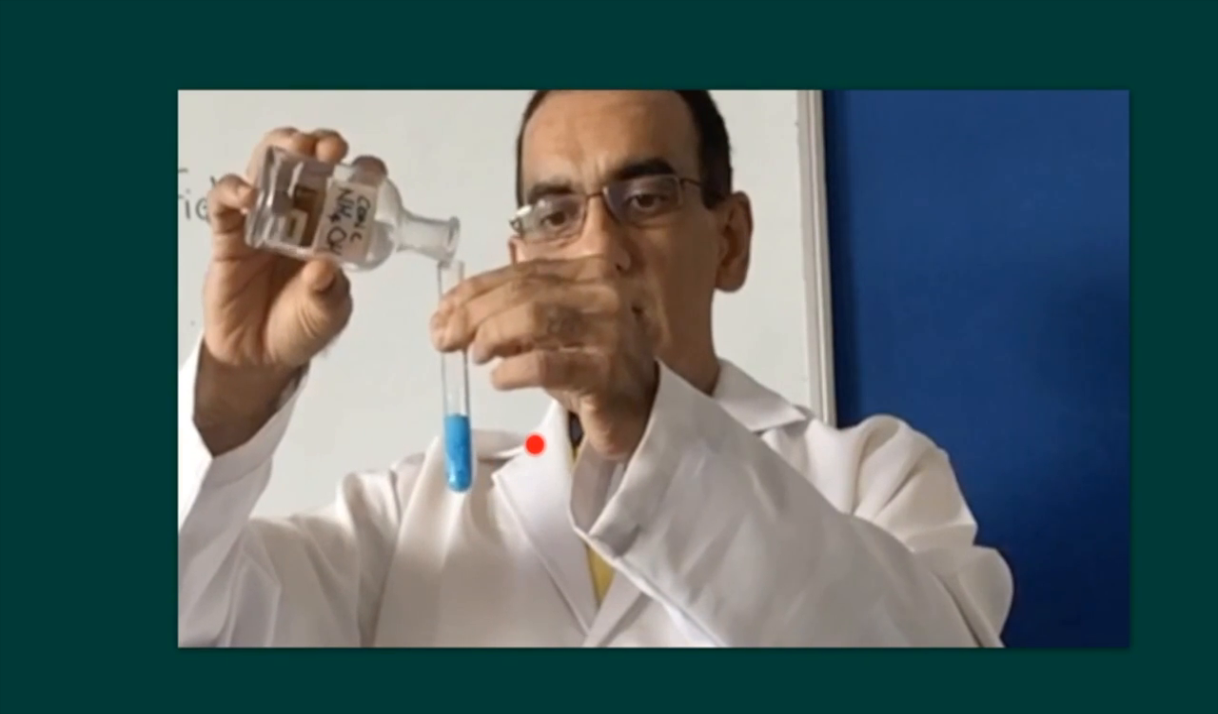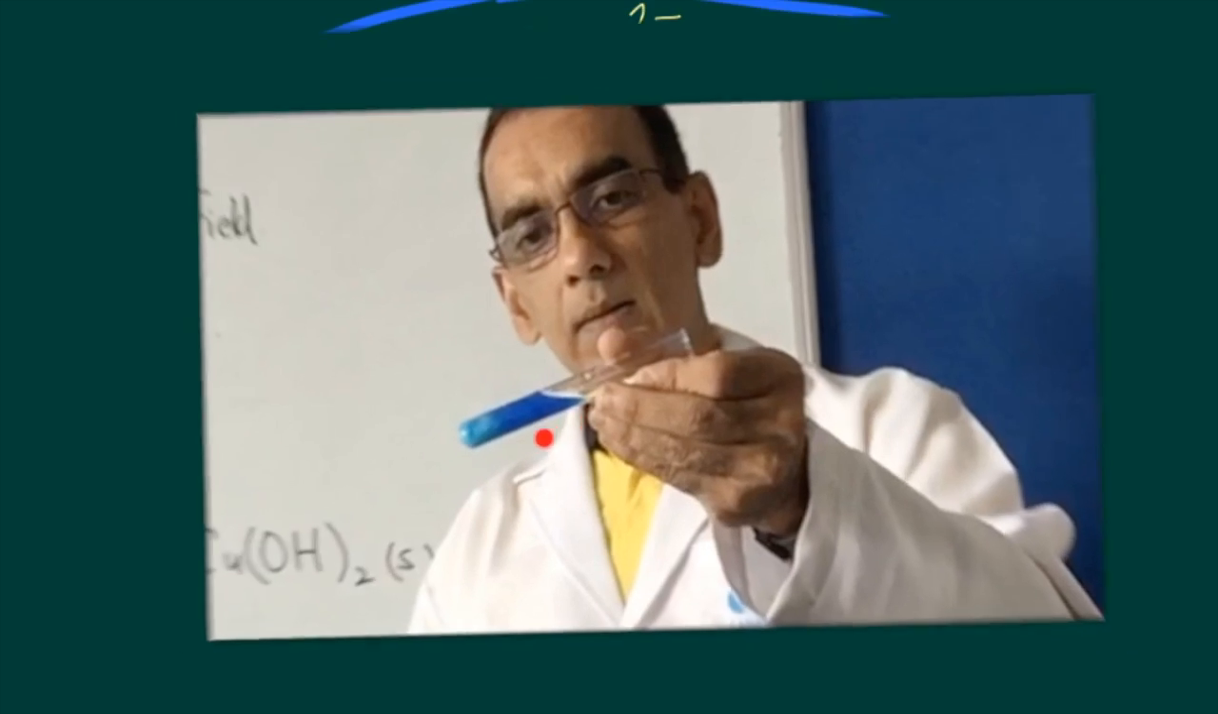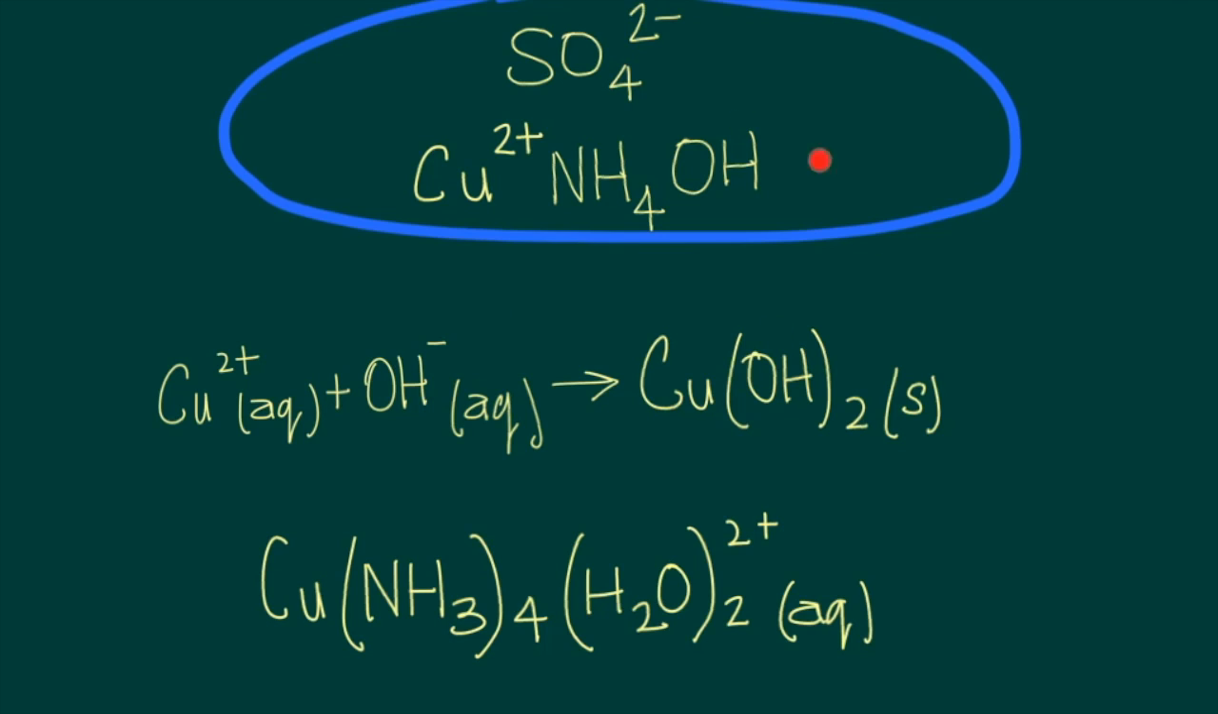And then even a bit more, and then a complex of ammonia, water, and copper. And the color goes from this light blue to a much darker blue. But what is the reason for all of this? Well, let's think about it.